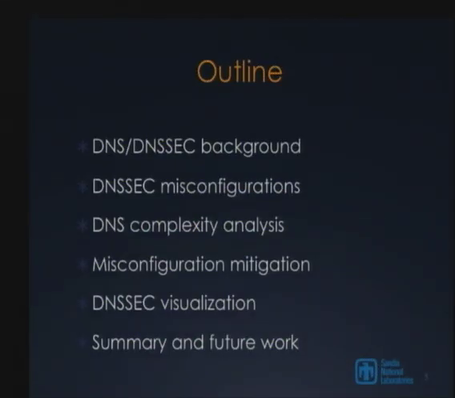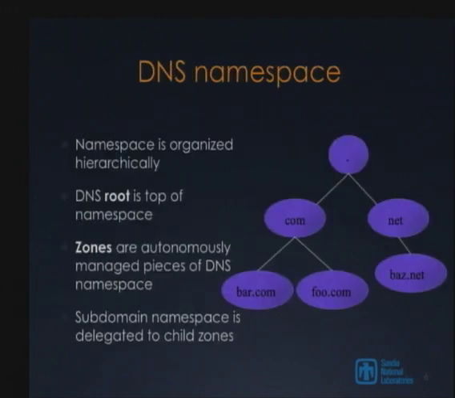So we're going to begin by talking a little bit about DNS and DNSSEC background. Then I'll outline again some of the types of DNSSEC misconfiguration. Then I'll talk a little bit about DNS complexity and contributing factors to misconfiguration. Then I'll discuss some of the work on mitigating misconfiguration so you can still work in the midst of misconfiguration. And then talk about some work we've done in DNSSEC visualization, and then summarize at the end.